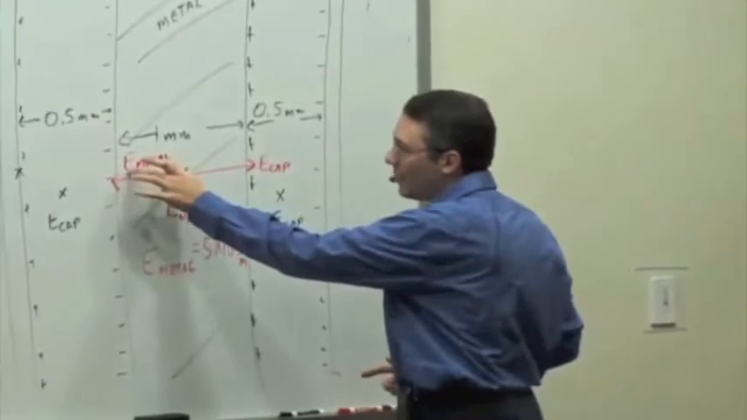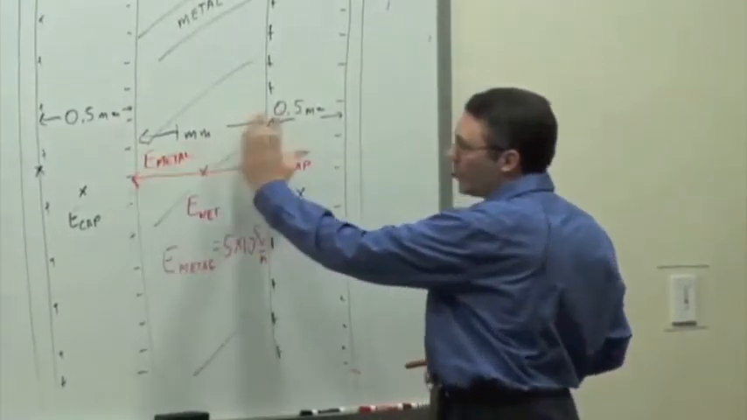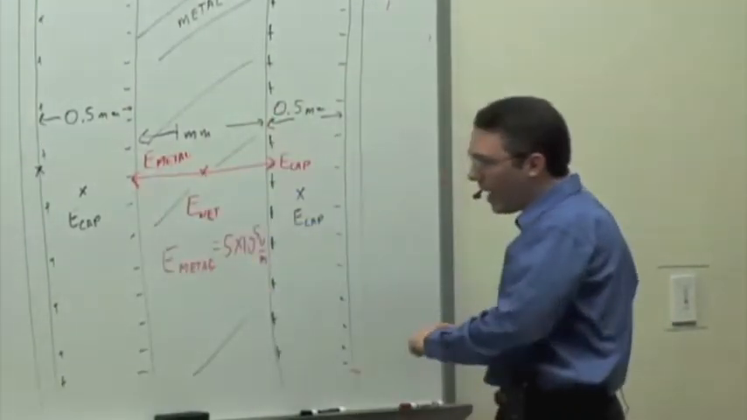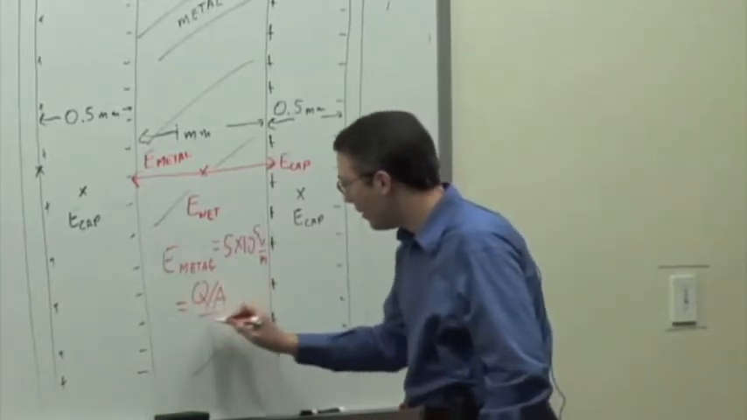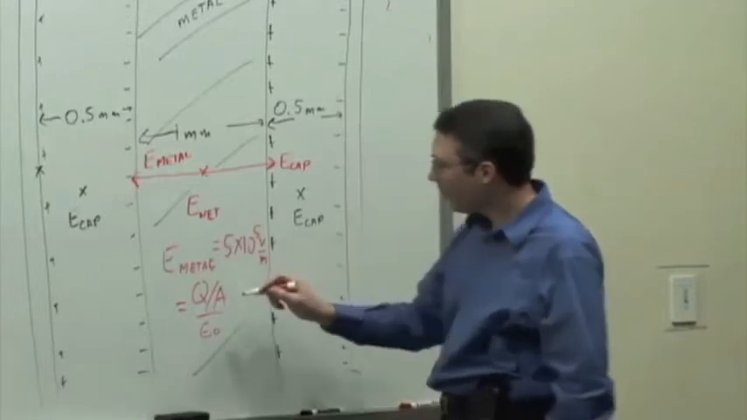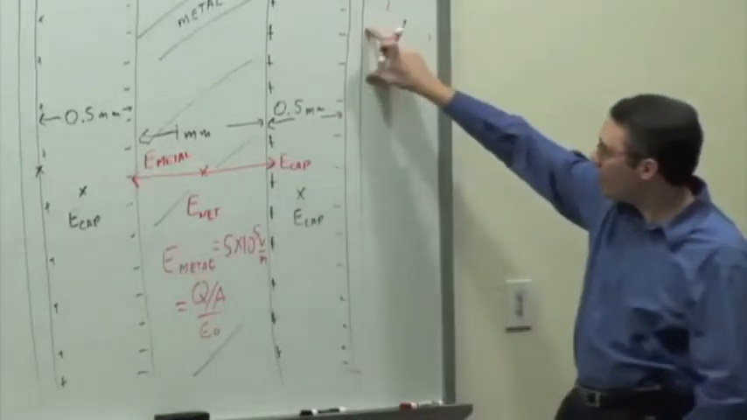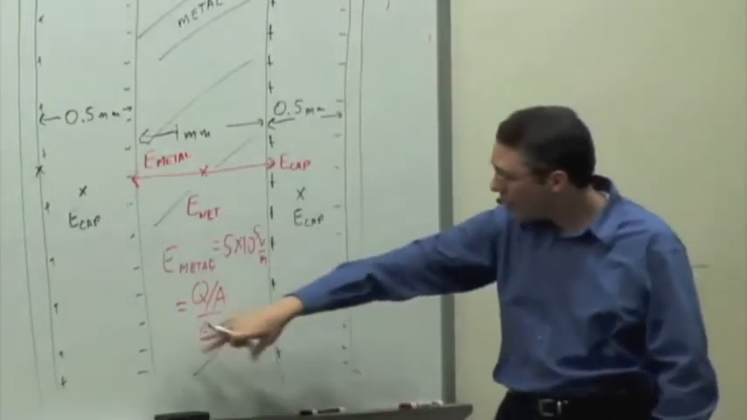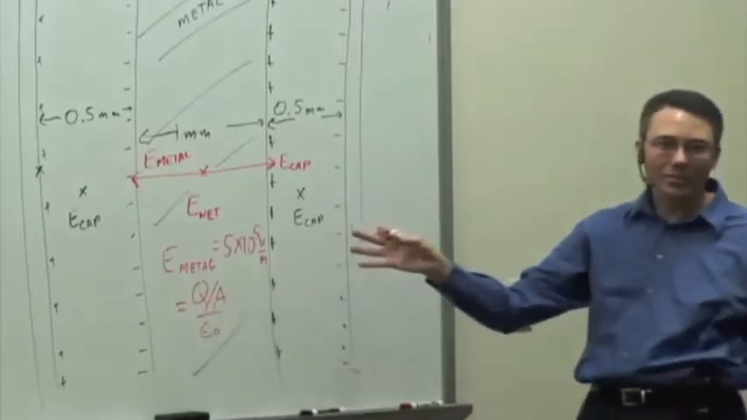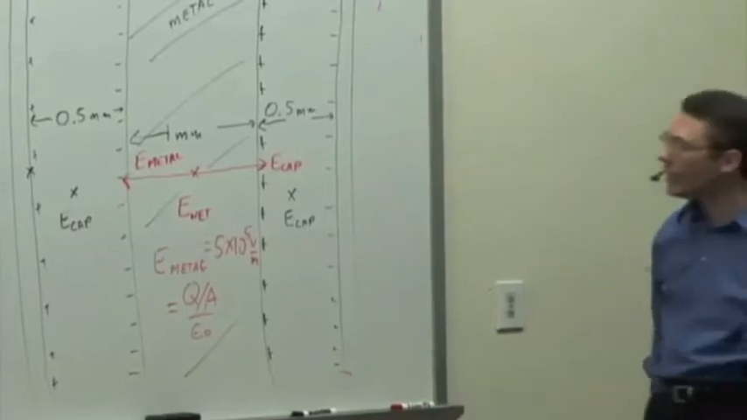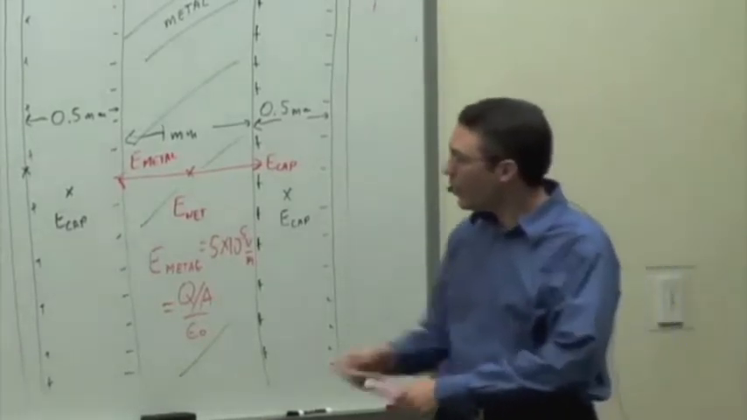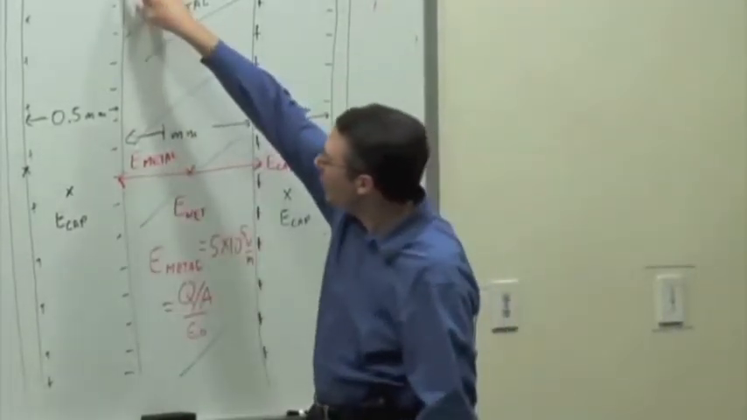So the electric field due to the charges on the metal should in fact be equal to Q over A over epsilon naught. Well, it's the same area as our original capacitor. There's no dependence on the distance, right? Because if the gap is small enough, then the field is uniform. So how much charge ends up on this side?